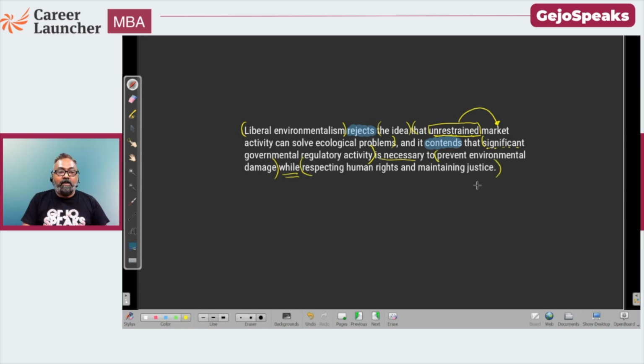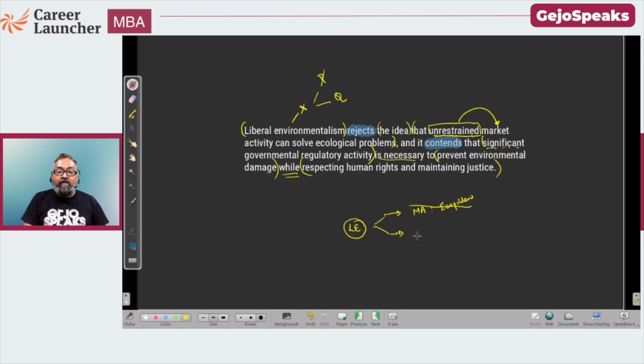What's happening here? So you've got something X, right? It is rejecting a particular idea Y, rejects the idea P, and accepts an idea Q. That's basically what the sentence says. So liberal environmentalism, what does it do? It rejects an idea. What is the idea? Unrestrained market activity can solve ecological problems. It rejects that idea. And then what does it do?